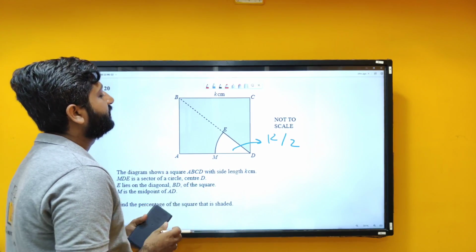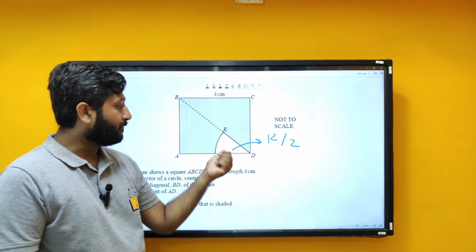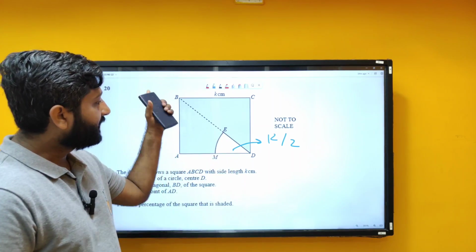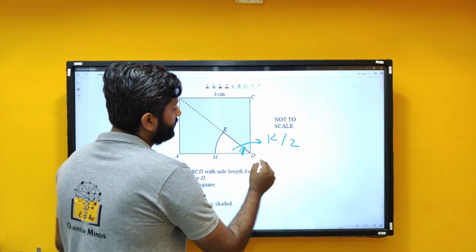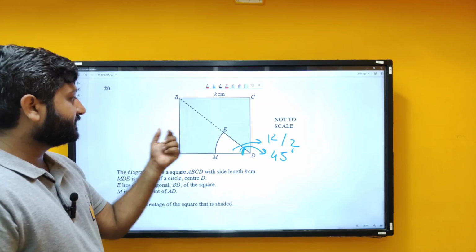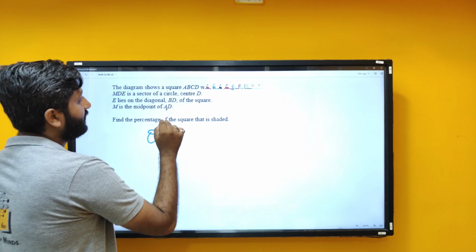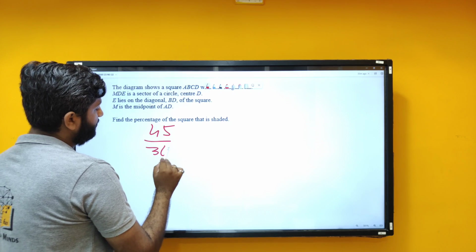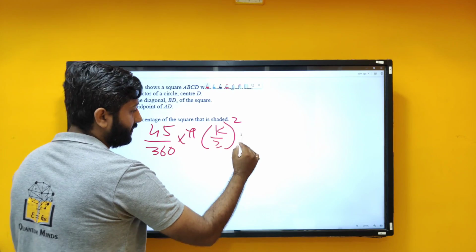I think the shaded region is nothing but the region of this square minus the region of this small sector. Now, guys, we know that the diagonal bisects angle ADC, so this angle should be 45 degrees. So first let us find the area of the sector. Area of sector is theta upon 360, so theta is 45 upon 360 into pi into (k by 2) squared.